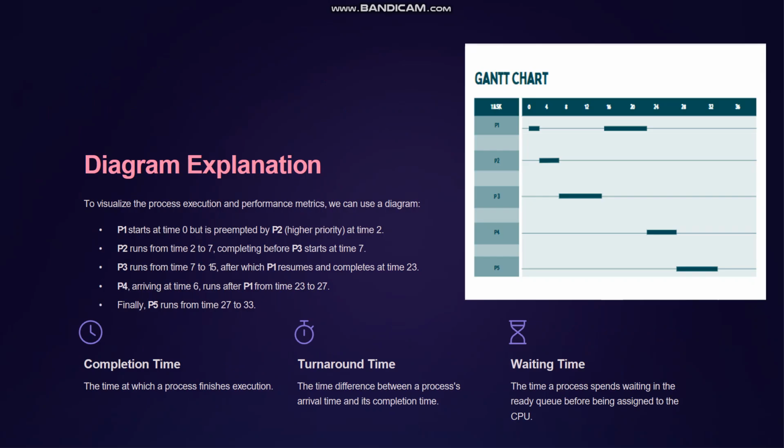Diagram explanation. To visualize process execution and performance metrics, we can use a diagram. P1 starts at time 0 but is preempted by P2, which has higher priority, at time 2. P2 runs from 2 to 7, completing before P3 starts at time 7.